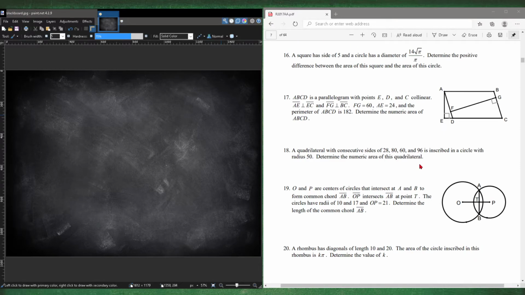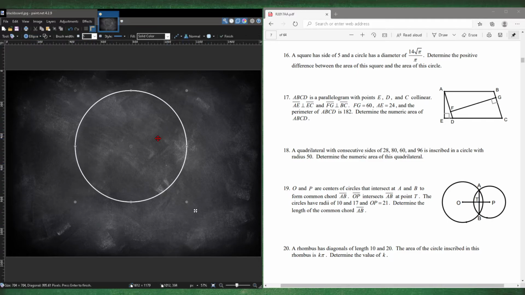Okay, now number 18. A quadrilateral with consecutive sides of 28, 80, 60, and 96 is inscribed in a circle of radius 50. Determine the numerical area of the quadrilateral. So we have some kind of circle, and we have a quadrilateral inside it.